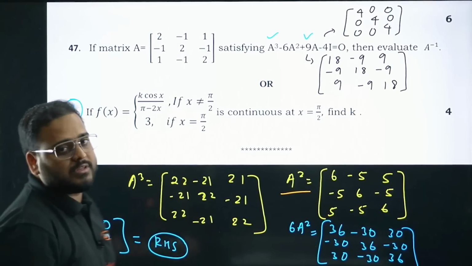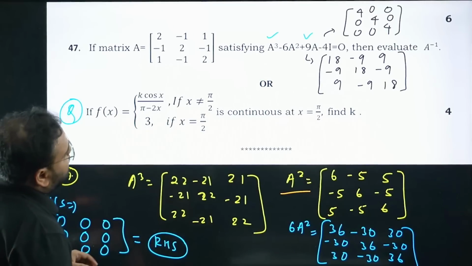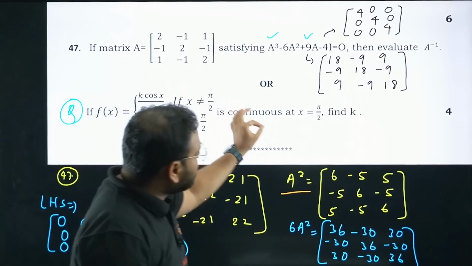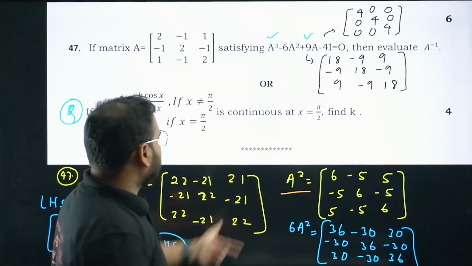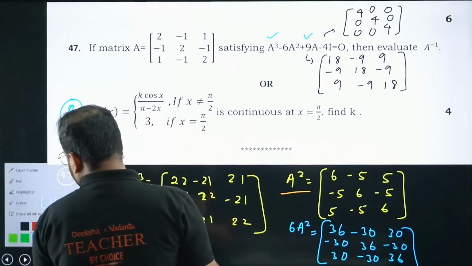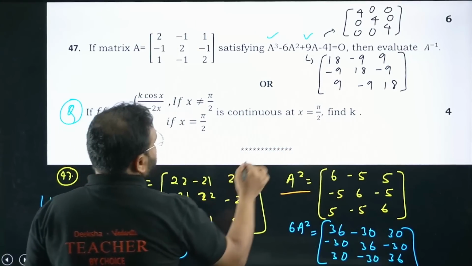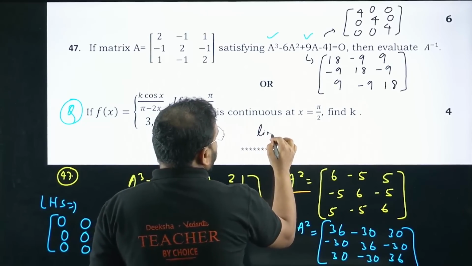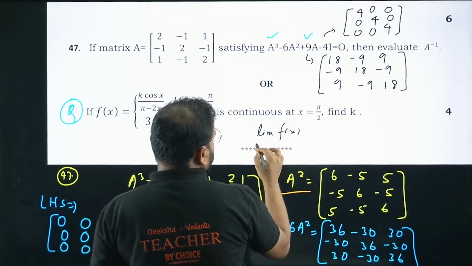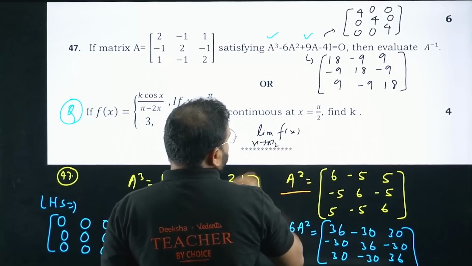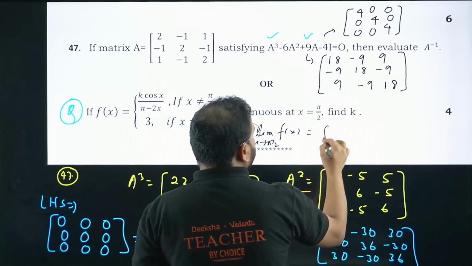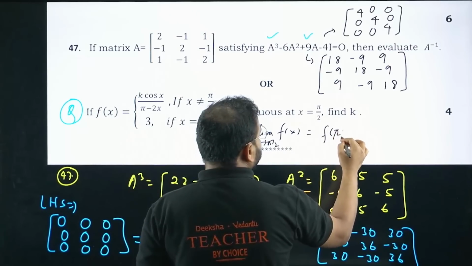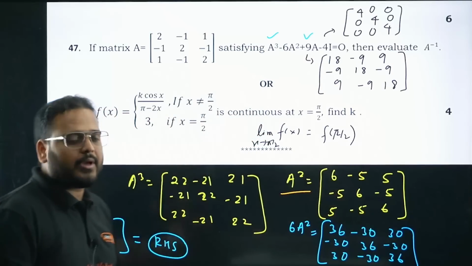I have to solve this, no? Right. So how do you solve this question, sir? Limit should be equal to the function value. Correct. For the function to be continuous, we know this: limit of the function f(x) as x tends to pi by 2 should be equal to the function value at pi by 2. Agreed? Okay.